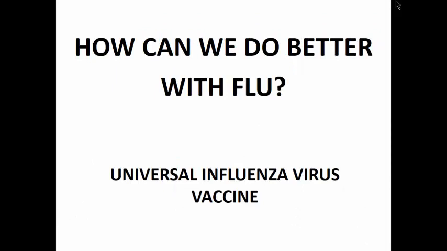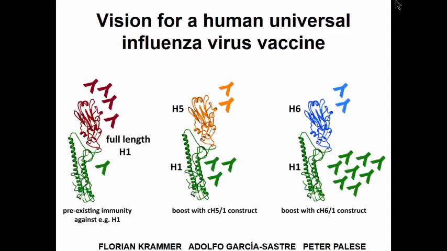Nevertheless, what can we do about a better influenza virus vaccine? We believe we can make a better influenza virus vaccine. This is a collaboration of 3 laboratories at Sinai: Florian Krammer, Adolfo García-Sastre, and my own. In essence, what we are trying to do is make a vaccine where we present the conserved domains of the virus as a vaccine.